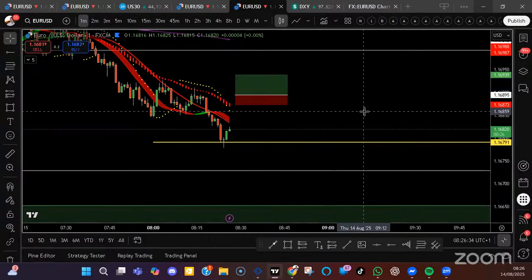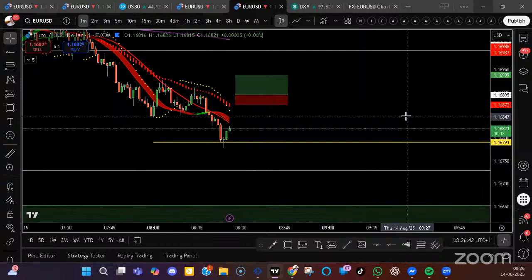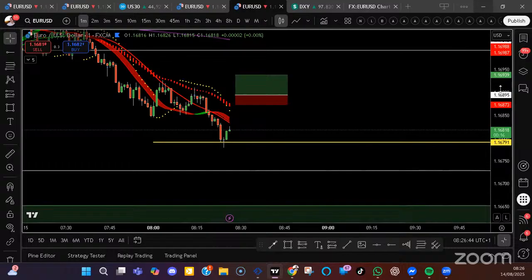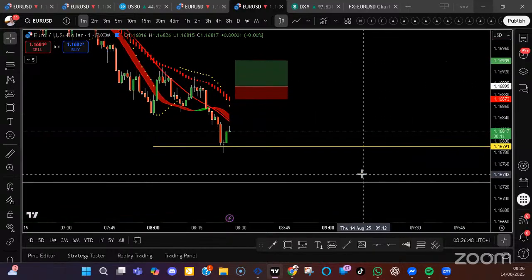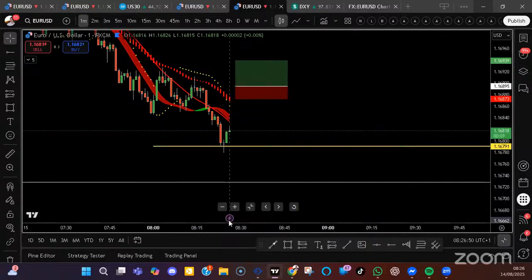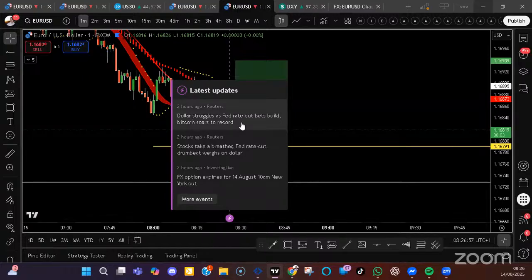All very much depends on what news is floating around today and different opinions of what the dollar is going to be doing, what the EUR is going to be doing. Let's have a look and see if we can. Dollar struggles as Fed rate cuts bets build.